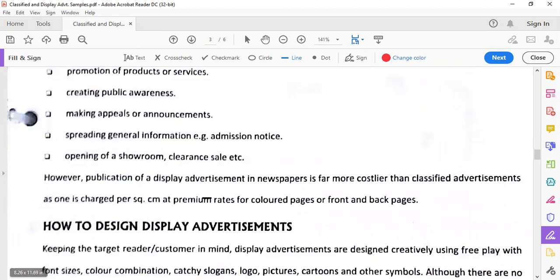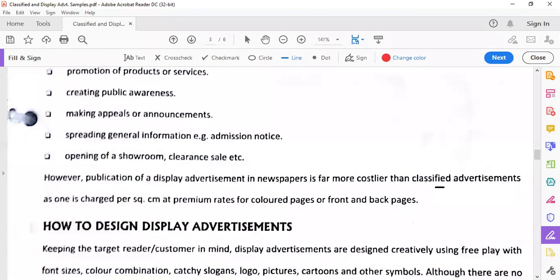However, publication of a display advertisement in the newspaper is far more costly than classified advertisements, as one is charged per square centimeter at premium rates for colored pages or front and back pages. But if we go for the display or the commercial ads in the newspaper, it will be costlier than the classified ads, because for the classified ad we are given a particular column, word limit, and within that, in black and white, you get that advertisement you might have seen in the newspapers.